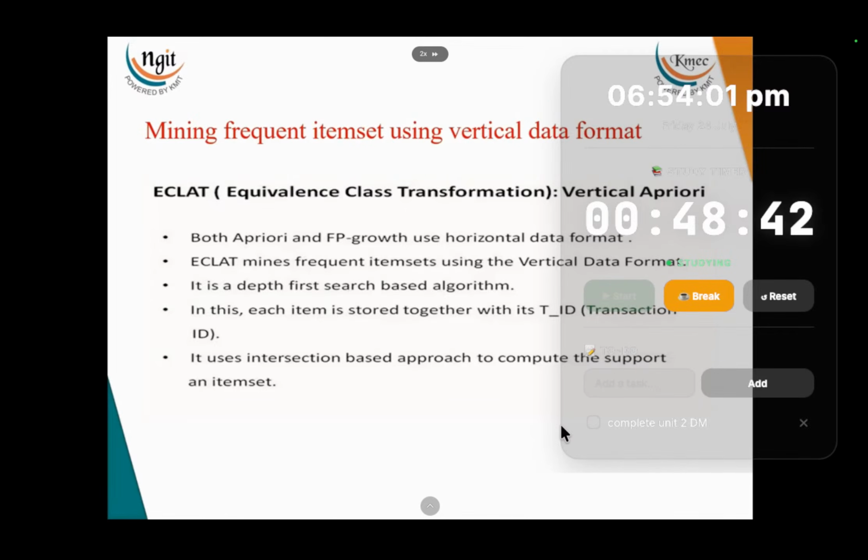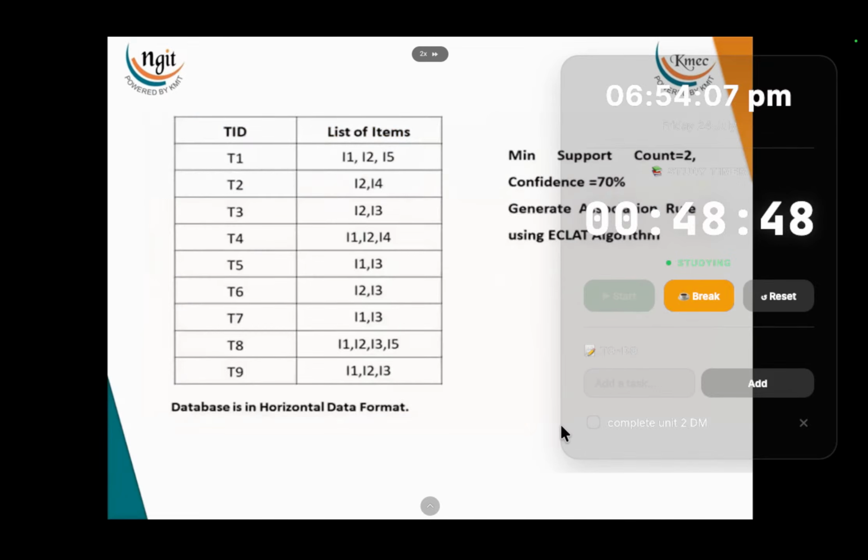In this, each item is stored along with the transaction ID. And it counts the number of transactions for each item in order to find the frequency. Let us understand this with an example. Here, this dataset consists of 9 transaction IDs and also the items which are there in the transactions. Along with that, the support count and confidence were given. Support count is 2 and the confidence is 70%. Now we need to generate the association rules using the ECLAT algorithm.